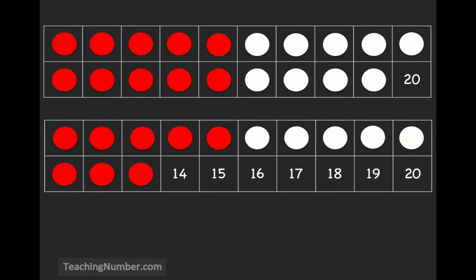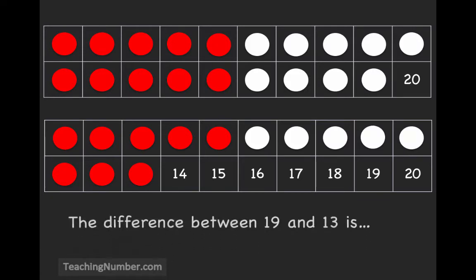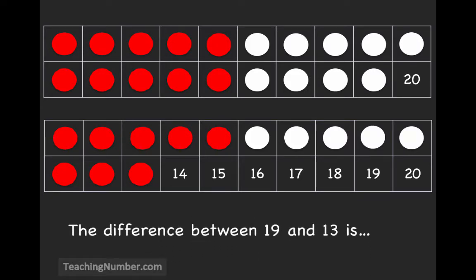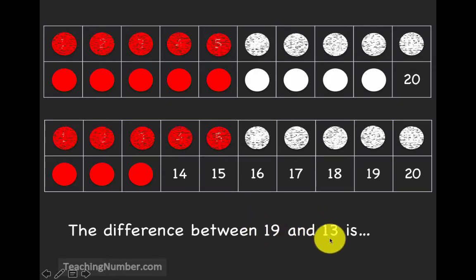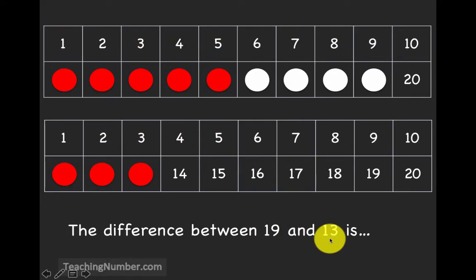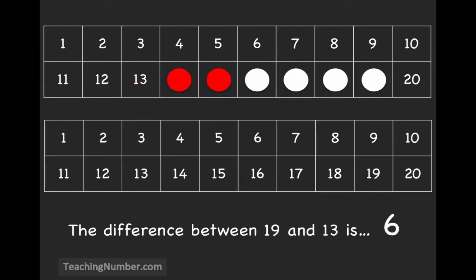Second, let's consider the case of finding the difference between two numbers that both contain a 10, such as the difference between 19 and 13. In this case, we can remove the tens and see that the difference between 19 and 13 is the same as the difference between 9 and 3, which we should already know will be 6.